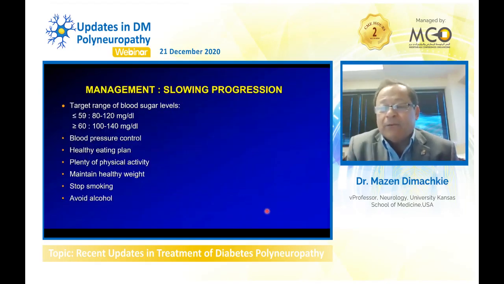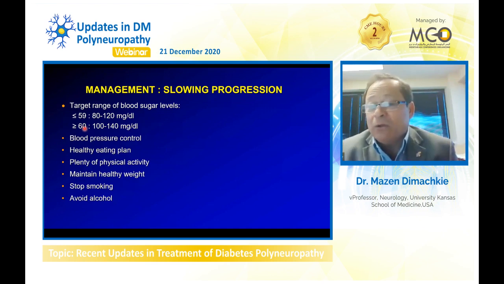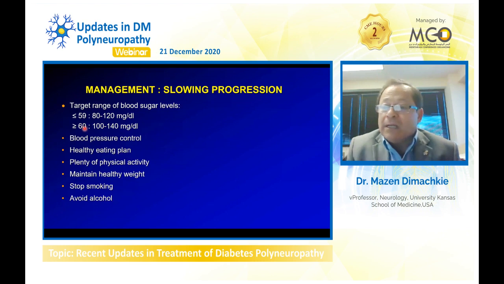So what does it mean, tight glucose control? How tight? Well, it depends on the age. If it is someone who is under age 59, then this is the range 80 to 120, around 100, whereas you're a bit more liberal in someone who is over age 60. But it's not just the blood glucose to slow down the progression. Like I said, those other comorbid factors also have an impact on the development and progression of the neuropathy. Blood pressure, eating plan, plenty of physical activity, healthy body weight, stopping smoking, avoiding alcohol.